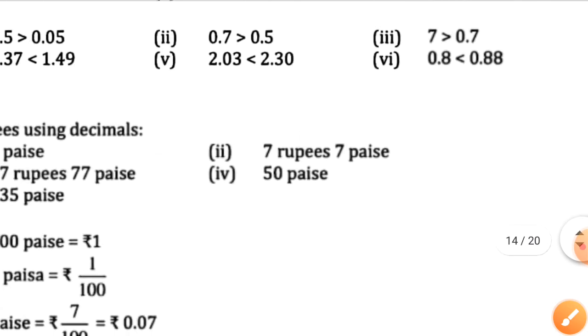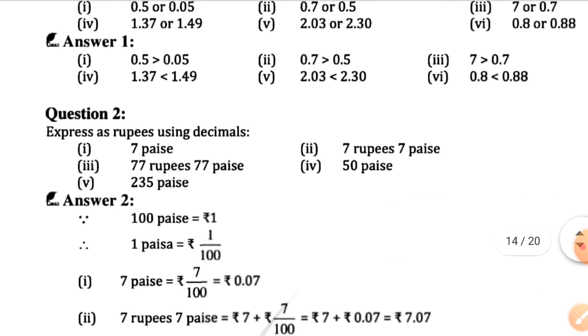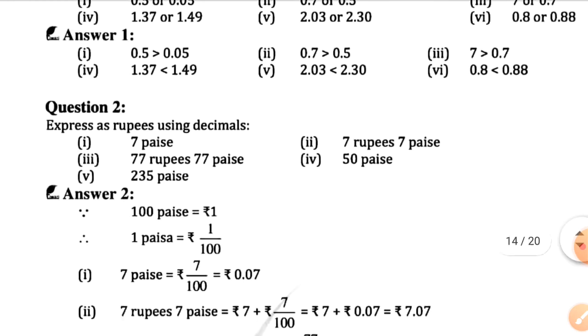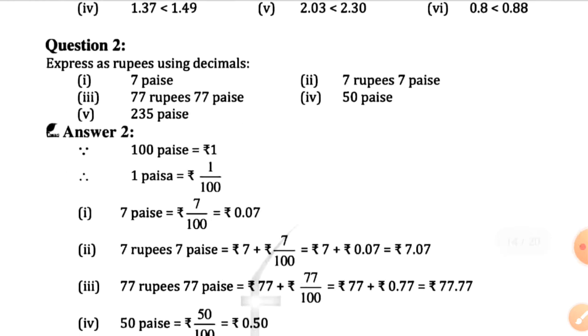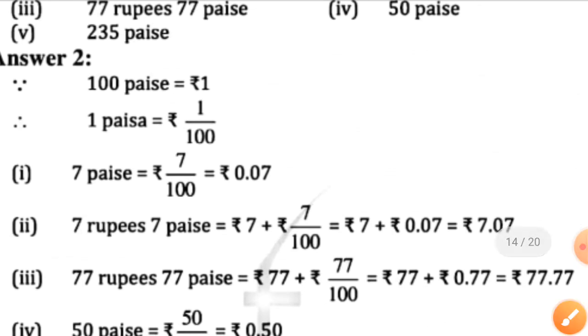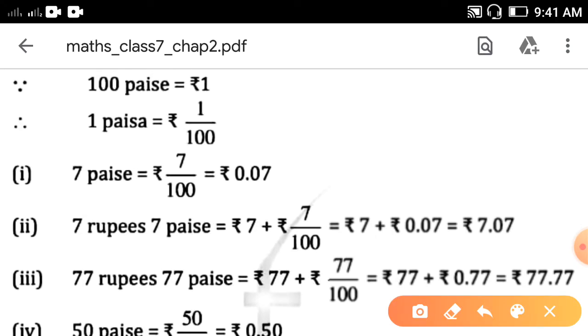Next question. Express as rupees using decimals. 7 paisa, convert into rupees. Simply from paisa to rupees, if you want to convert, then divide it by 100. Here 7 by 100 is equal to 0.07.